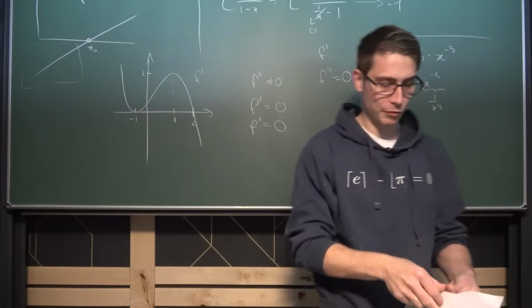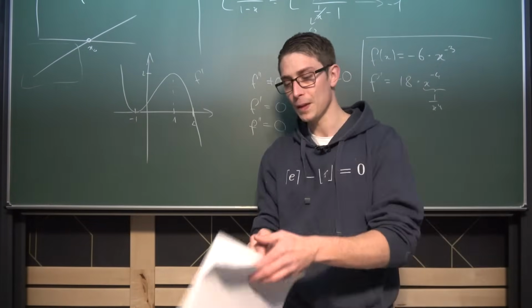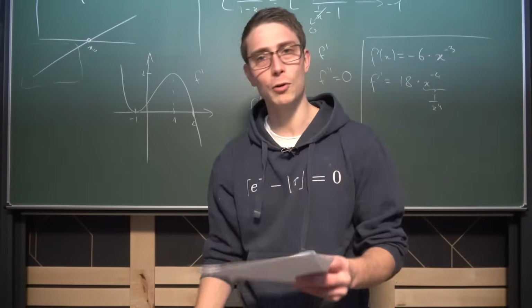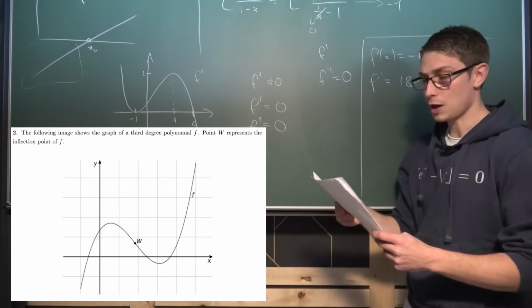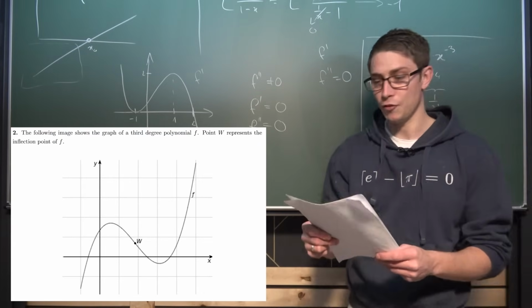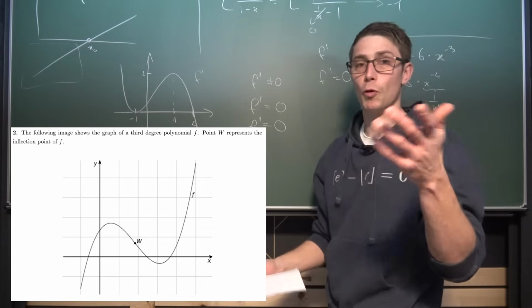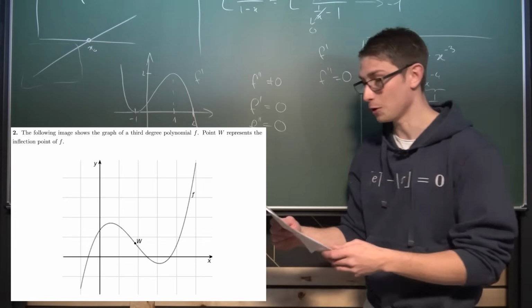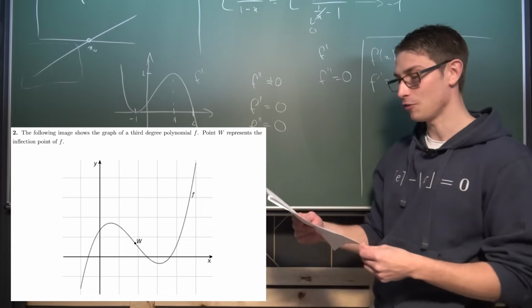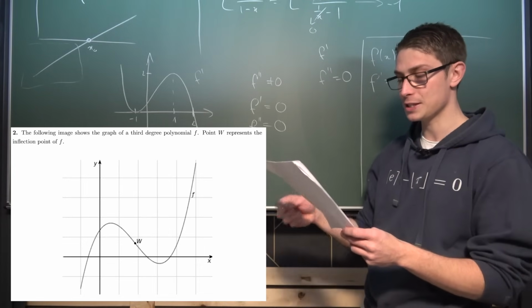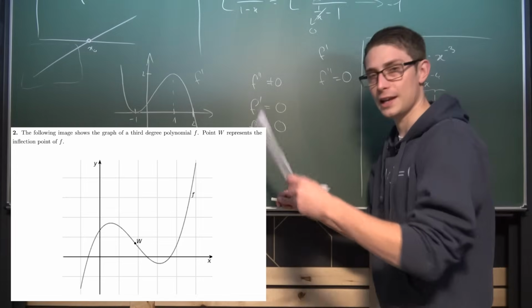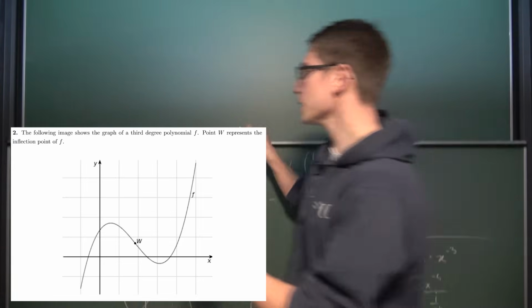And now we are done with that, and we are almost done with the part where you can't use any lookup tables and calculators. Now the following image shows the graph of a third-degree polynomial f. Point W, W for Wendepunkt, inflection point, represents the inflection point of f. Sketch the graph of f prime of f into the above coordinate system on the shown interval. Let me just write it out real quick.